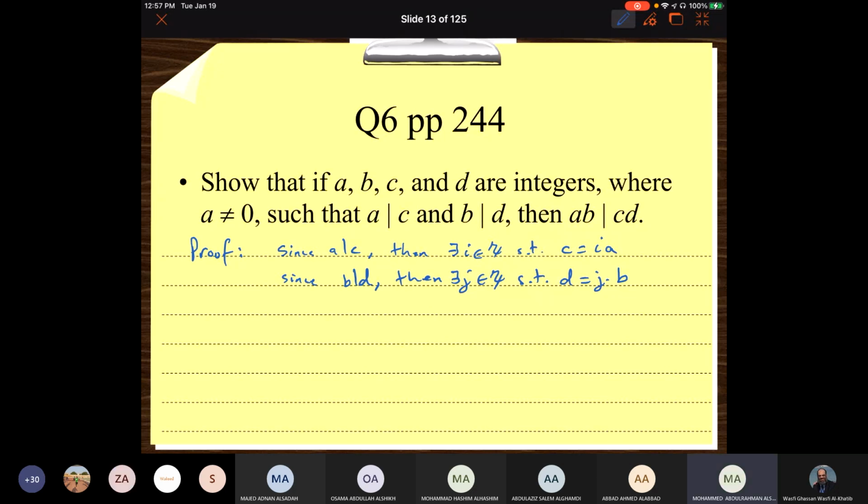AB divides CD. Which is what? The combination of the two equations. To show that there exists an integer K, right? Yes. There exists an integer K such that CD is equal to K multiplied by AB. Right. Now the question is, how do I do that?